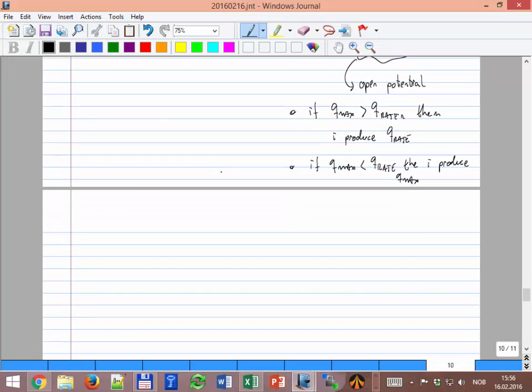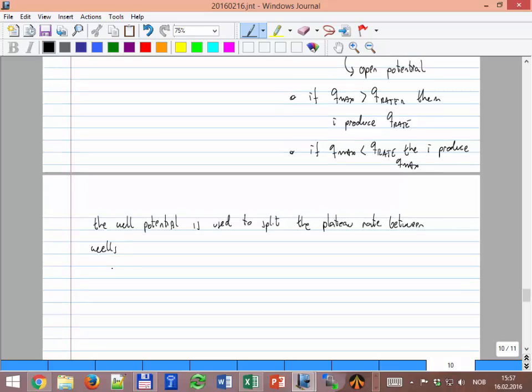Okay, but there is something very important about this potential. The people say how much I want to produce, what is the total production of the field. The well potential is used to split the plateau rate between wells. Okay, and how do we do that?